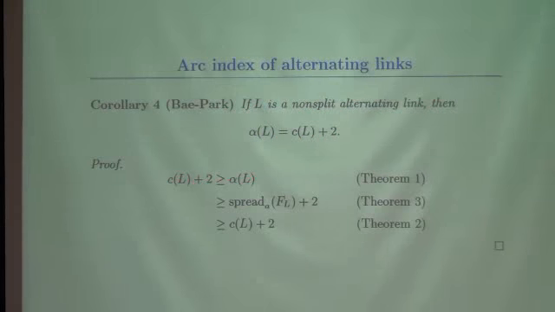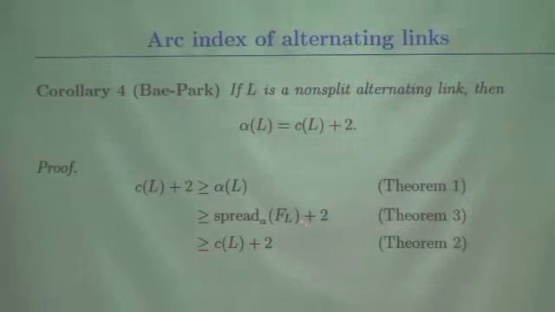So alpha of L is less than or equal to C(L) plus 2 by Bae and Park. And this is bigger than or equal to spread of F(L) plus 2 by Thistlethwaite and Morton and Beltrami. And this is bigger than or equal to C(L) plus 2 by Thistlethwaite because L is alternating. Okay, so we know the arc index of alternating knots and links. That's very easy. If you know the crossing number, then we know the arc index.